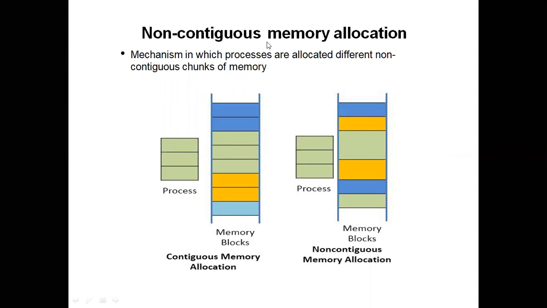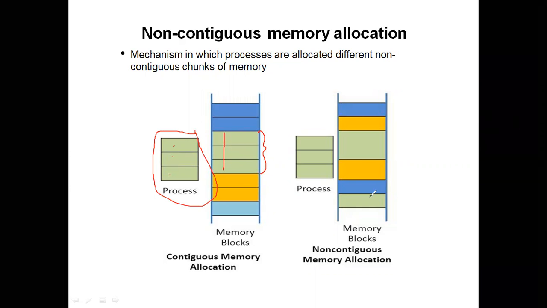Suppose we look at what happens in contiguous memory allocation and what happens in non-contiguous memory allocation. Here, if I have a process which has three blocks, the first block, the second block, and the third block, in contiguous memory allocation this process will be allocated space only if it gets contiguous space. If these are 10 KB, 10 KB and 10 KB, it has to get 30 KB together, and only then can this process be loaded.